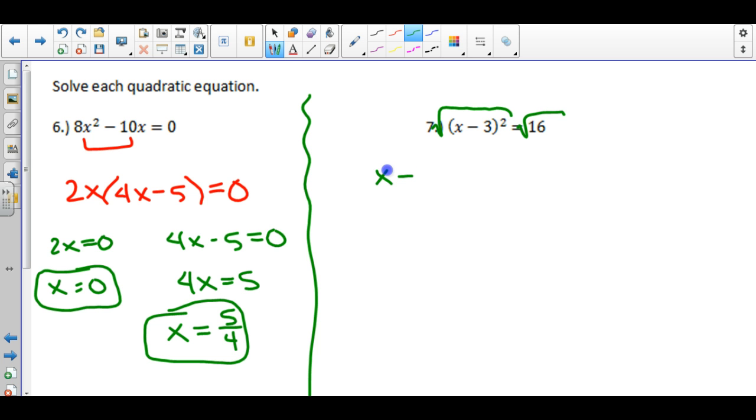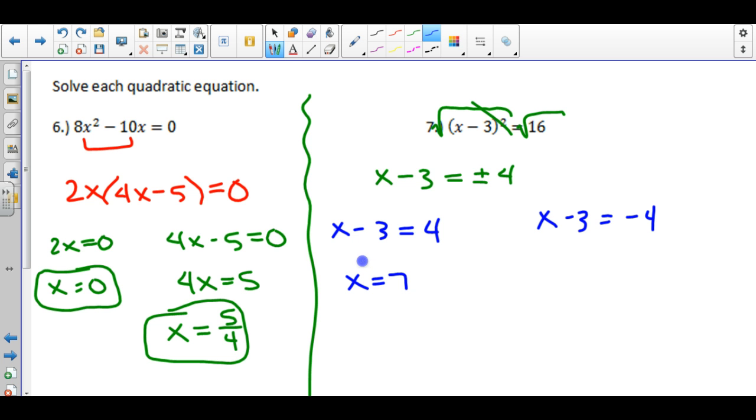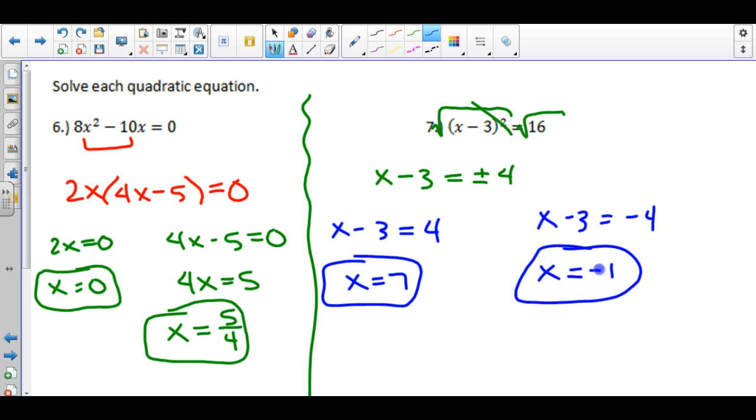So you end up with the square root and the square cancel each other out, and you're left with x minus 3 equals the square root of 16, which is plus or minus 4. And what you're going to do then is just break this apart into two problems. You have x minus 3 equals positive 4, and x minus 3 equals negative 4 because of the plus minus. So the first one is going to come out to positive 7, and the next one, when you add 3 to negative 4, is going to come out to negative 1. So this function crosses the x-axis at positive 7 and negative 1.